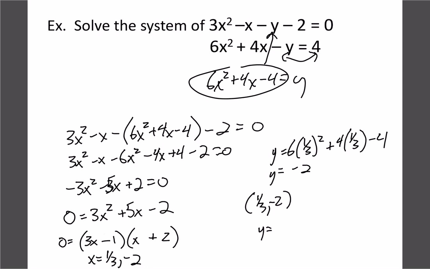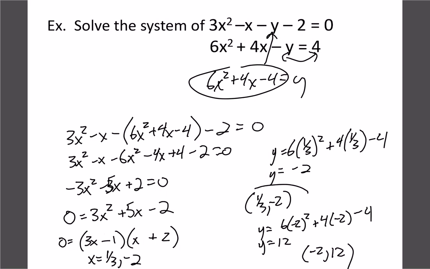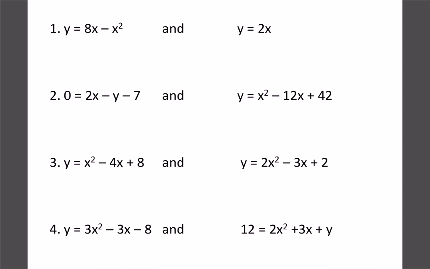And do the same thing with negative 2. So 6 times negative 2 squared plus 4 times negative 2 minus 4. So that gives us 24 minus 12, which is 12. So for that one, our coordinate should be negative 2, 12. So those would be our two solutions for this system of two quadratic equations. So you can see it works pretty well. You just have to substitute it in and then end up solving one quadratic or a linear.